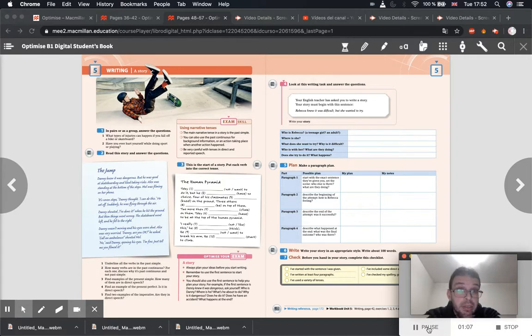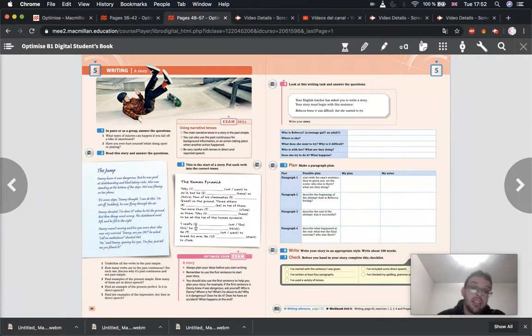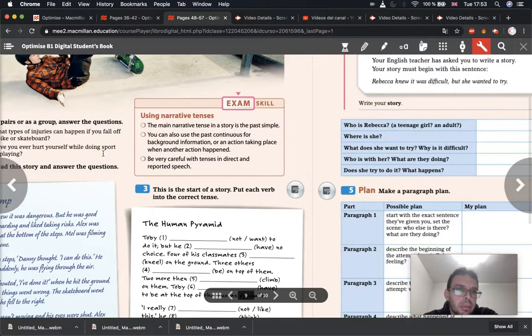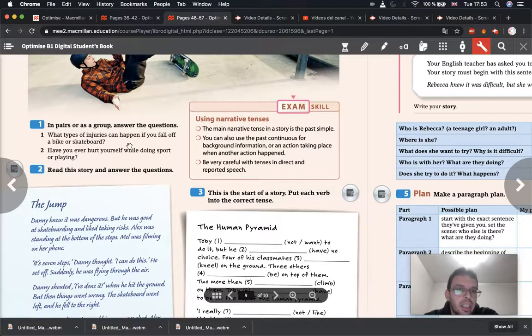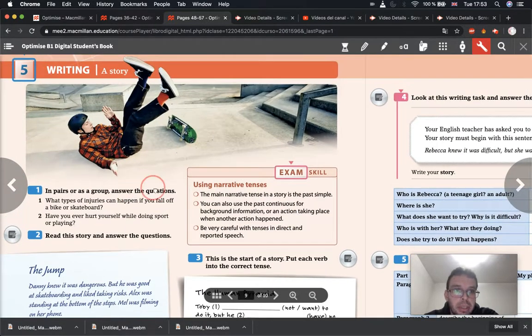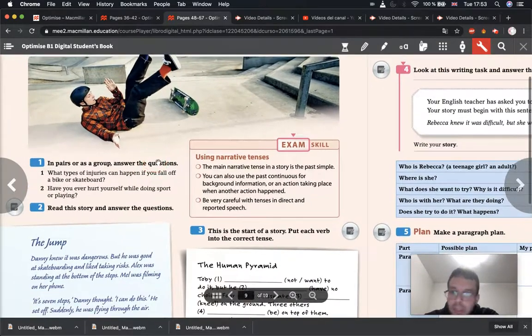Anyway, let's start the class. Today we're going to go to page 56 in the pupil's book. Page 56 in the pupil's book. Just a little warm up, some things to think about. Does anybody skateboard? Or do you know anybody who skateboards? If you do, then you probably know it can be quite dangerous, especially if you're a fully grown adult. For kids, it's not too bad.